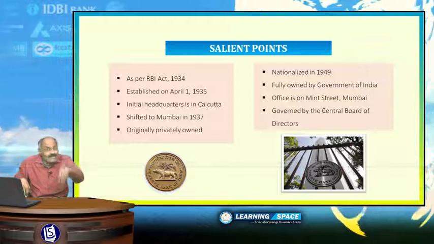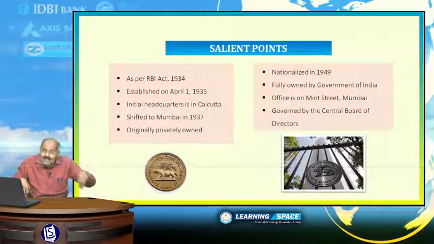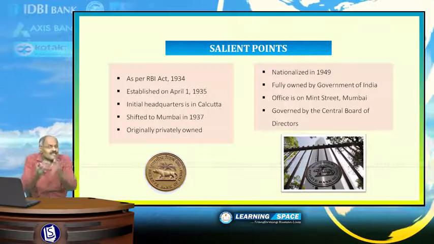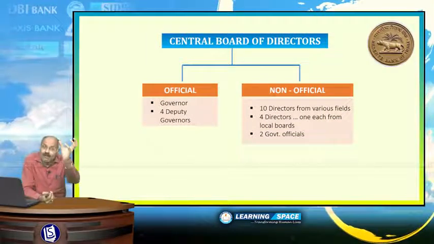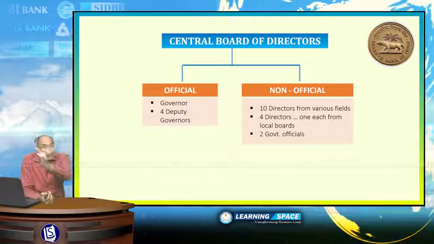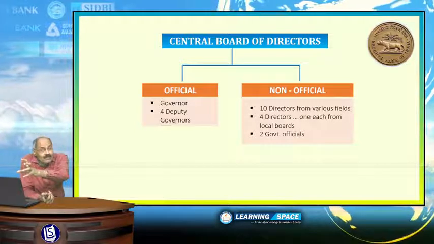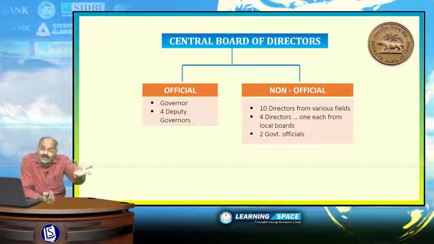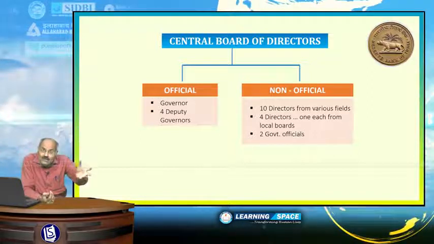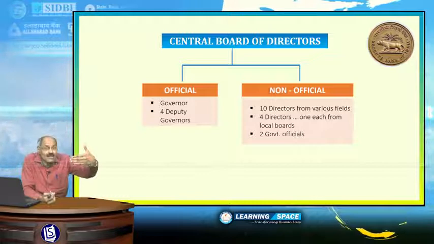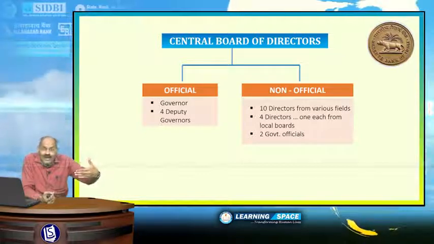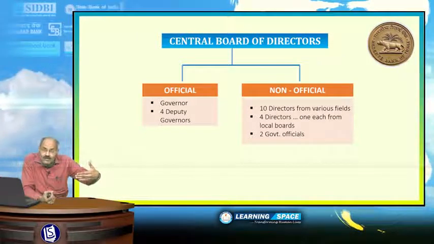The offices in Mint Street, Mumbai, are governed by the Central Board of Directors. If you look at the Central Board of Directors, there will be 5 official directors, and then non-official directors. These official directors are, you can say, full-time directors. That is the governor, normally the head, and then 4 deputy governors. So, the Reserve Bank cannot have more than 4 deputy governors.